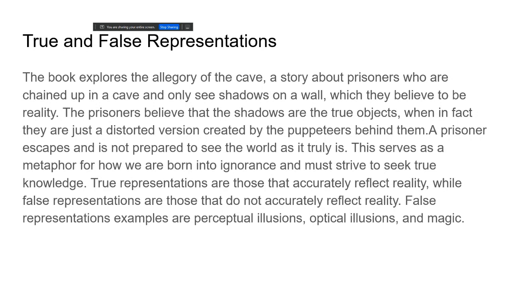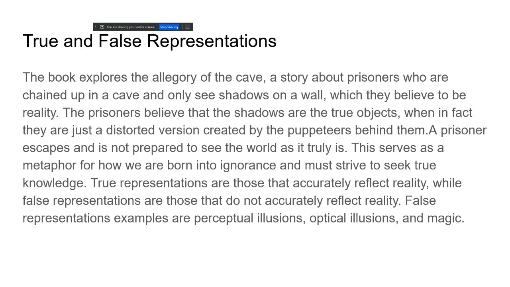It is a story about prisoners who are chained up in a cave and can only see shadows on the wall, and they believe that to be reality. The figures believe that the shadows are true objects when in fact they're just distorted versions created by the puppeteers behind them. That is all they know. That's all they've ever known. And then one day a prisoner escapes, and he's not prepared to see the world as it truly is.